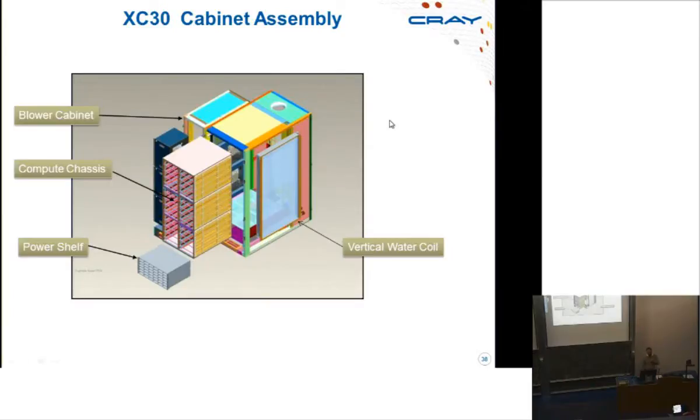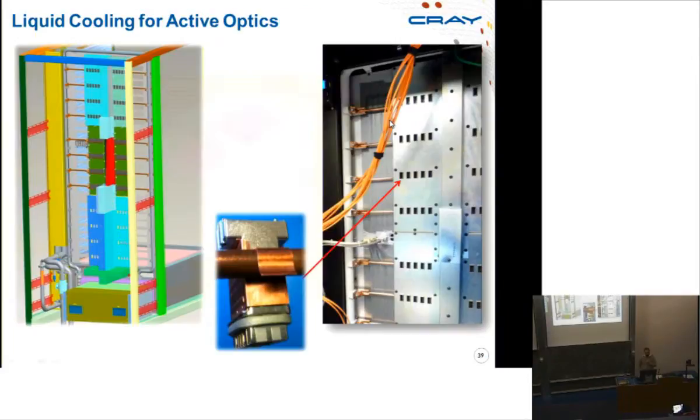So we have this vertical water cooling. Power is provided as a single unit per cabinet. We have a blower cabinet between each group, and then the independent compute chassis. The advantage of having cooling separated from the compute units is that it's very useful for maintenance. You don't have to involve yourself with plumbing when you replace a compute unit, and it keeps everything separate, working and reliable. We also actively cool the active optics through some of these connections.